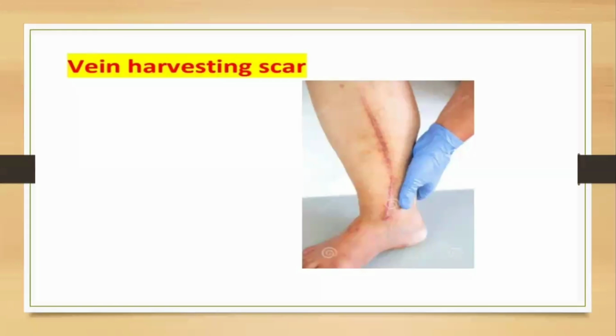This is a vein harvesting scar. When you are at the bedside of the patient, always expose the legs of the patient, because sometimes they are covered, and you have to uncover them yourself to look for the vein harvesting scar. If you find a midline sternotomy scar, it might be a possibility that this patient has undergone aortic valve replacement or mitral valve replacement along with CABG.